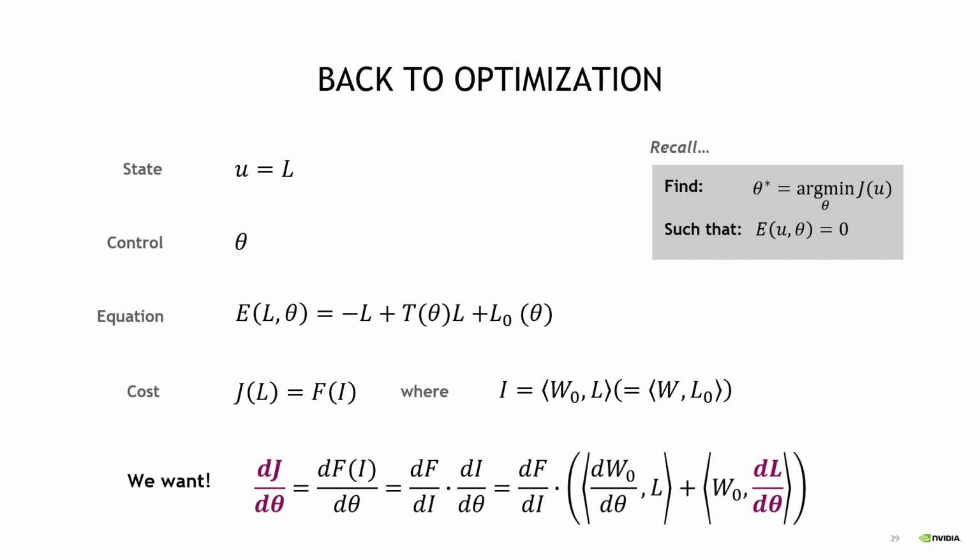And so what we want to compute is the differential of the cost function with the controls. Again, with the chain rule, we can relate it to the differential of the radiance with respect to the controls. And that's the quantity we're interested in computing.